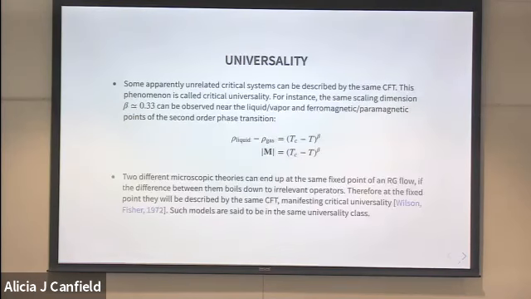That's right. From the perspective of field theory, you can explain this universality in the following way. Say you start with two Lagrangians which are microscopically different, so they look quite different. But if the difference between them boils down to irrelevant operators, then they will converge to the same CFT at the end of their respective RG flows. Such systems are said to be in the same universality class.